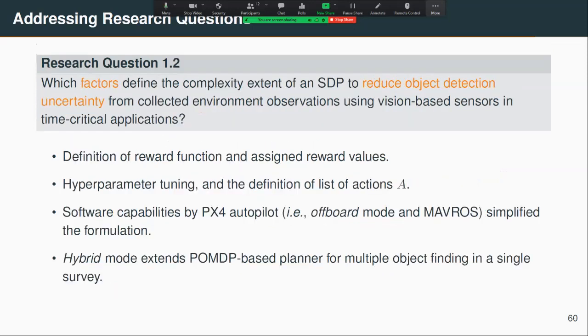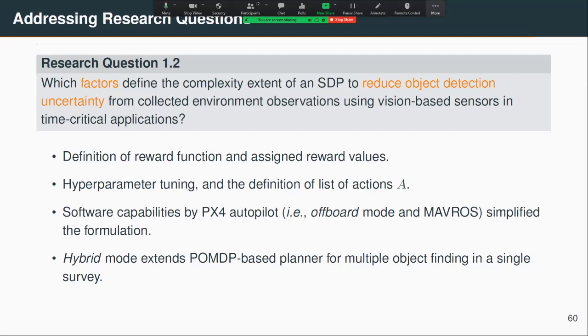For the second research question that analyzes the factors that define the complexity extent of an STP to reduce object detection uncertainty, I found that the definition of my reward function and assigned reward values is critical for the behavior of the UAV. In a less critical way, I also found the hyperparameter tuning and the definition of the list of actions had an impact on the behavior of the UAV.